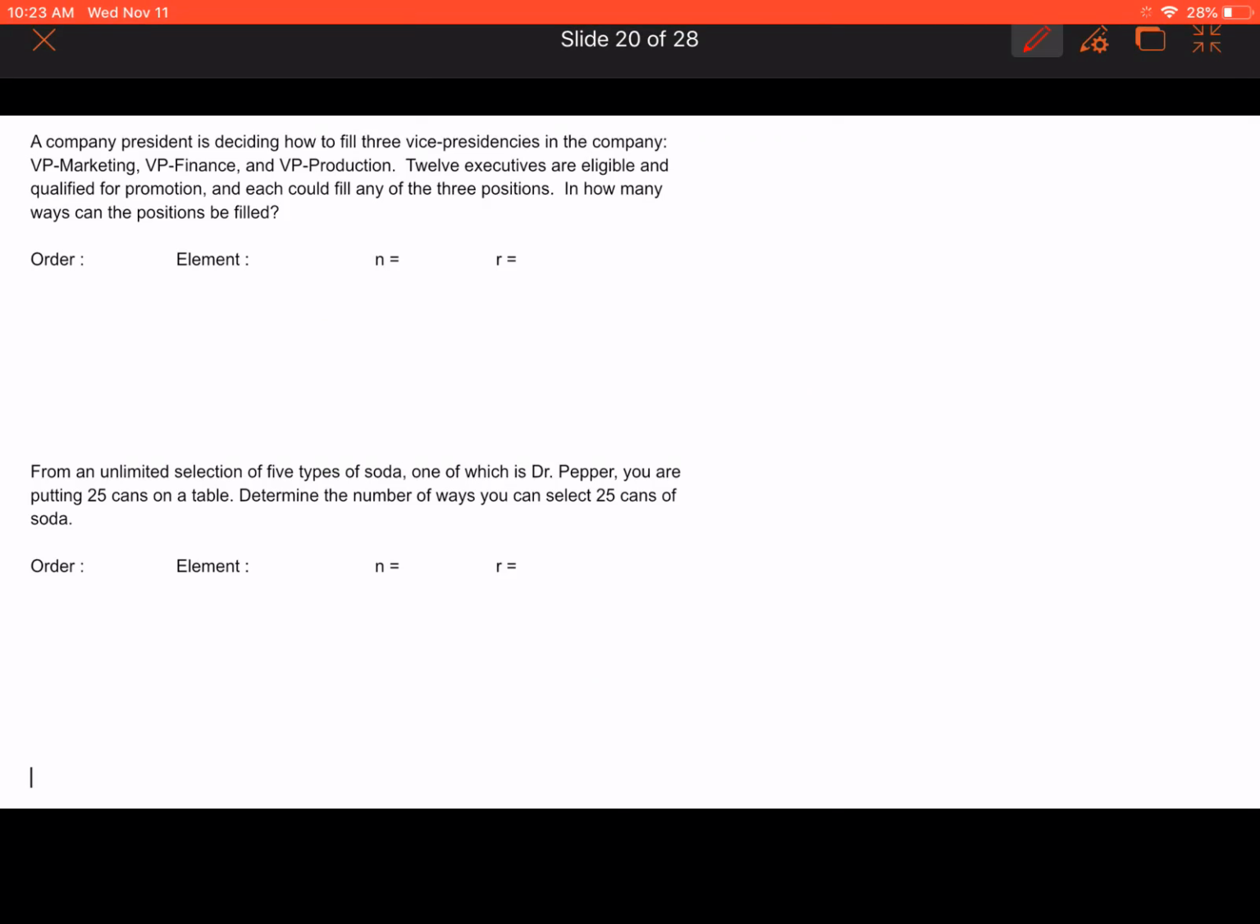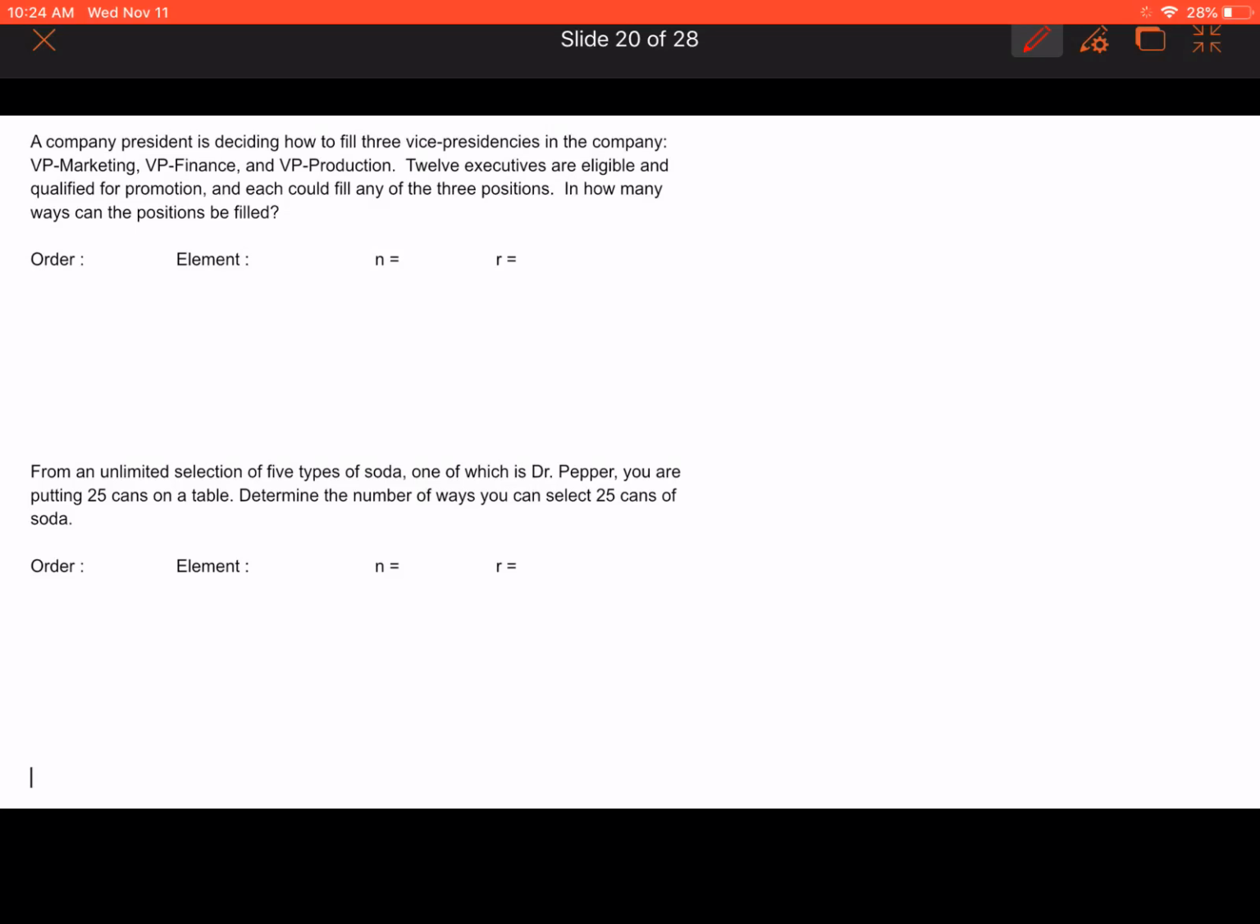A company president is deciding how to fill 3 vice presidencies in the company: VP marketing, VP finance, and VP production. 12 executives are eligible and qualified for promotion, and each would fill any of the 3 positions. In how many ways can the positions be filled? So of the 12 executives, they are going to select VP marketing, VP finance, and VP production. So they are going to have some specification in their selection.